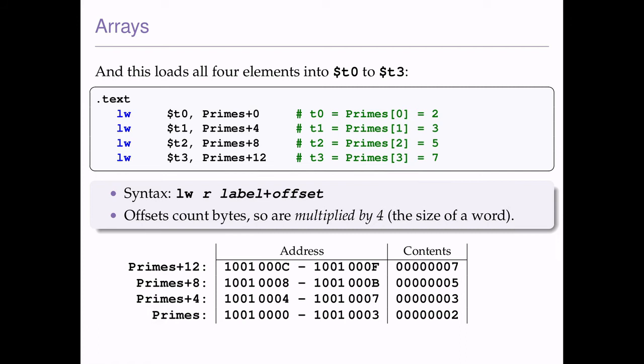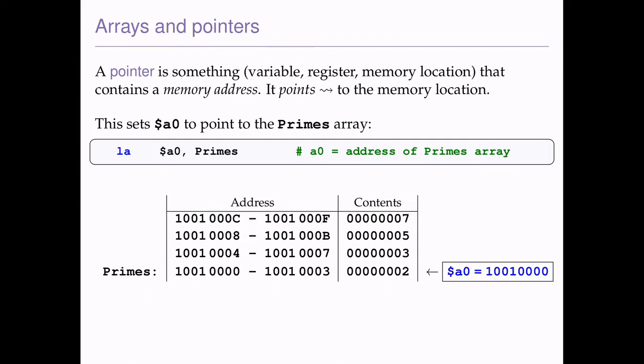This is the same as doing .get 0, .get 1, .get 2, .get 3, and then storing them in variables. And that's the syntax for it. It's load word r label plus offset. So you really need to remember that the count bytes, so they're multiplied by 4 in this instance. We can't just say index plus 1 as we would be used to doing in Java. It needs to be plus 4 for words. For bytes it would be fine to be plus 1, but for words it needs to be plus 4 so that we increment the addresses properly.